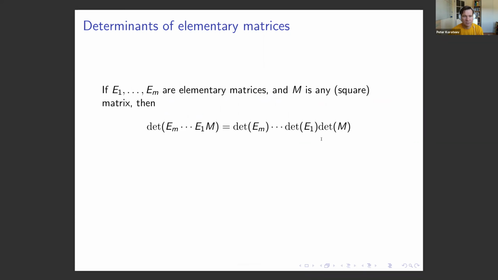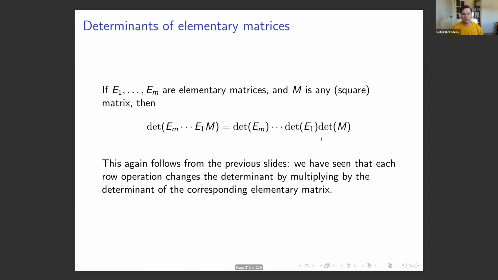So when we have a product of those elementary matrices, and M is any square matrix, the determinant of the product in this order is equal to the product of the determinants. This again follows from what we have learned above. Each row operation changes the determinant by multiplying it by the determinant of the corresponding elementary matrix.